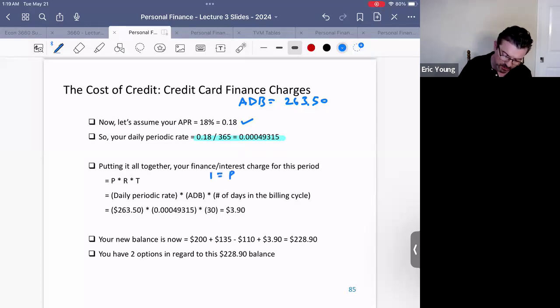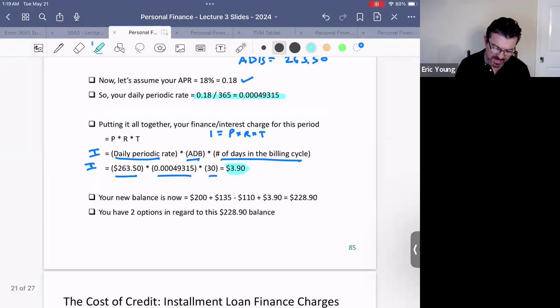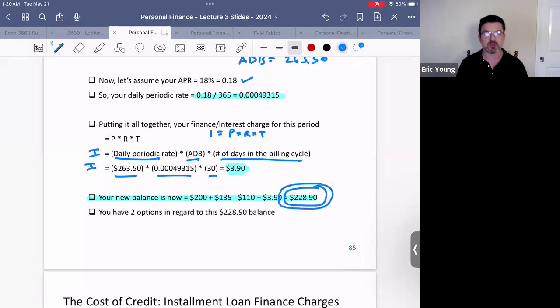We know again that interest equals PRT. It equals your daily periodic rate times your ADB times the number of days in the cycle. In other words, the interest equals 263.50 times your daily rate times 30. And this is the interest that you're on the hook for this month because you didn't pay your balance off last month. When you take all of this together, now your new balance is $200 previous balance plus 135, the amount that you charged, minus 110, the amount that you paid, plus 3.90, your interest. And therefore, when you get your next statement, your balance will be 228.90.